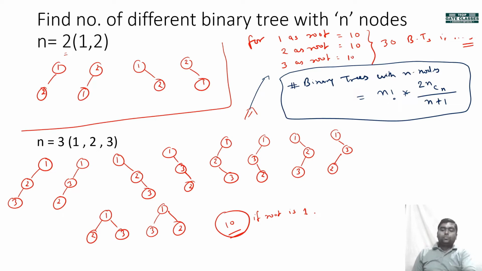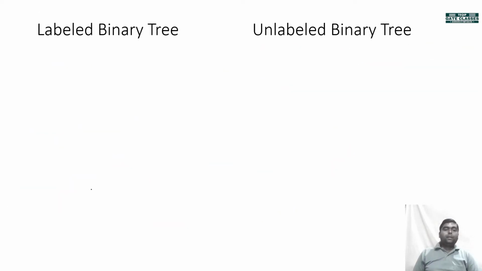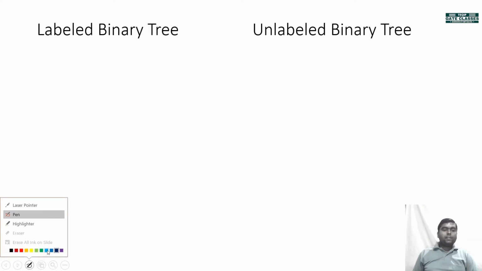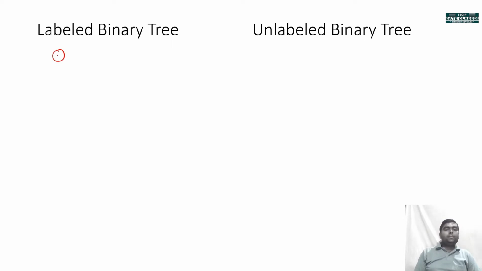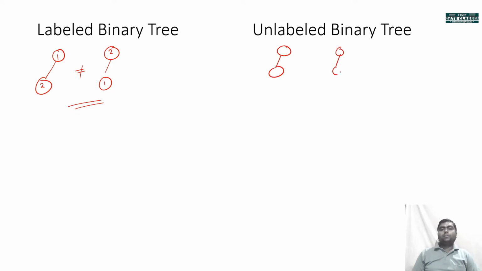Okay, fine. So now let us move to next part. So next is labeled binary tree and unlabeled binary tree. So what is the meaning of labeling and unlabeling? Let us suppose this is 1 and this is 2, and this is 2 and this is suppose 1. So these two are not equal. That is the meaning of labeling. But in case of unlabeled, this and this both are equal. Okay, so that is the meaning of labeling and unlabeling. Labeling and unlabeling means just putting the symbol over a particular node.